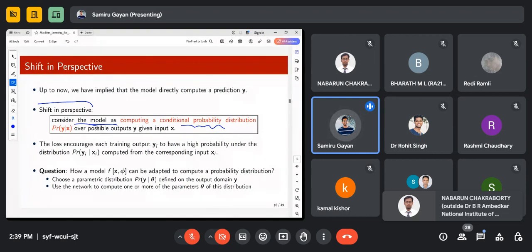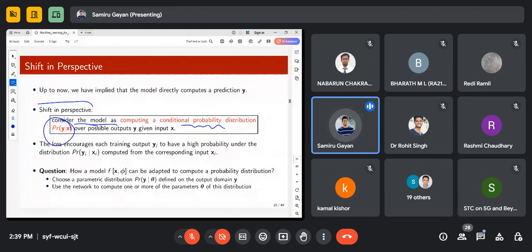This is the conditional probability distribution that we consider: probability of y, the output, given the input, or possible outputs given the input. So instead of directly predicting the output, we now try to build this conditional probability distribution using a machine learning model. Okay, the loss encourages each training output yi to have a high probability under the distribution, probability of yi given xi, computed from the corresponding input xi. So that is what we are going to do.